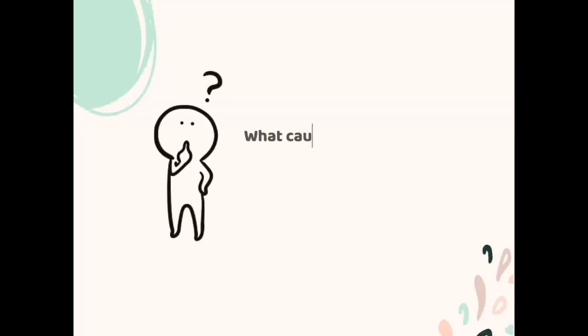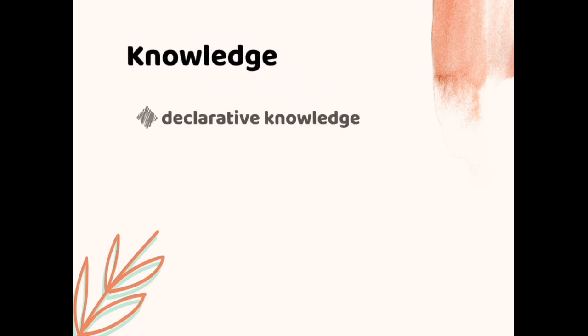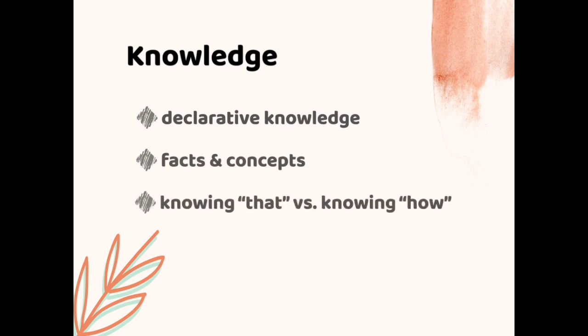What causes students to initially understand grammar rules but later forget or struggle with applying them correctly? Before answering this question, it's important to understand the difference between knowledge and skill. Knowledge, also called declarative knowledge, refers to facts or concepts. Often, knowledge is referred to as knowing that as opposed to knowing how. Knowledge is acquired through learning, studying, or observing.